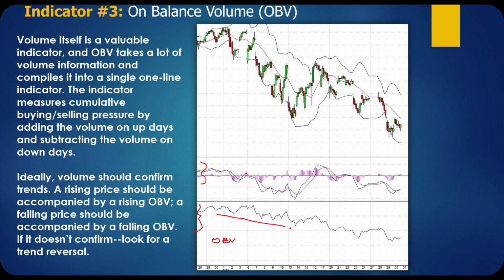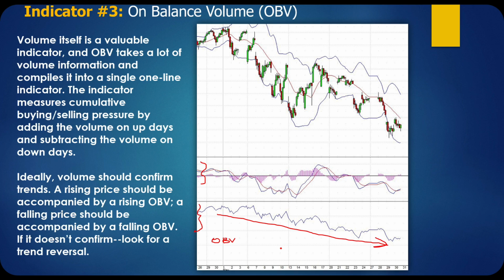Well, what the on balance volume does is it really confirms that trend for you. So volume itself is a valuable indicator, and OBV takes a lot of volume information and compiles it into a single one-line indicator. Super easy to read. The indicator measures cumulative buying and selling pressure by adding the volume on up days and subtracting the volume on down days. So ideally, volume should confirm trends, and in this case, it very much does, even though the underlying is just jagging up and down all over the place.